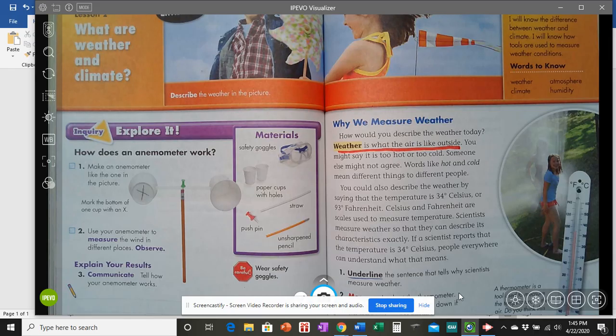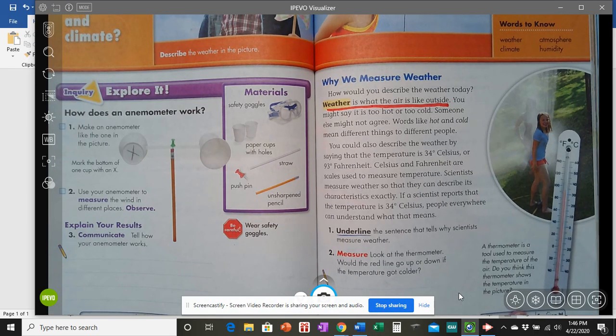You could also describe the weather by saying that the temperature is 34 degrees Celsius or 93 degrees Fahrenheit. Celsius and Fahrenheit are used to measure temperatures. Scientists measure weather so that they can describe its characteristics exactly. If a scientist reports that the temperature is 34 degrees Celsius, people everywhere can understand what that means.